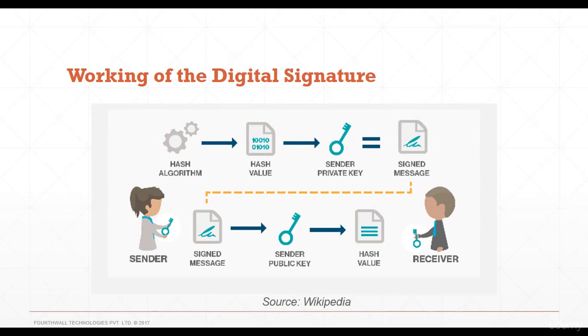Working of the digital signature. The hashing algorithm basically creates a hash value, to which the sender's private key could be used for signing the message. Once the message is signed, the signed message could be sent out to the receiver, and that could be rechecked using the sender's public key. So this is how the digital signature generally works.